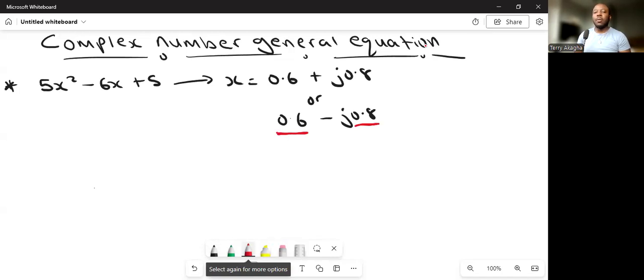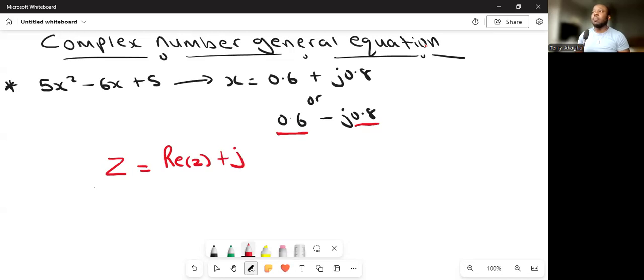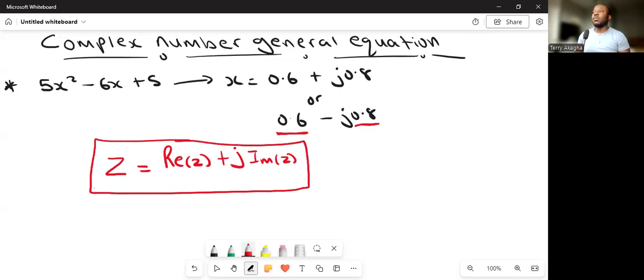So basically, we write complex numbers as Z. They usually use Z to talk about complex numbers. The real part is represented as Re(Z). Remember that the imaginary number is not 0.8j; the imaginary number is the number after j. So this is basically how you write complex numbers, all right?